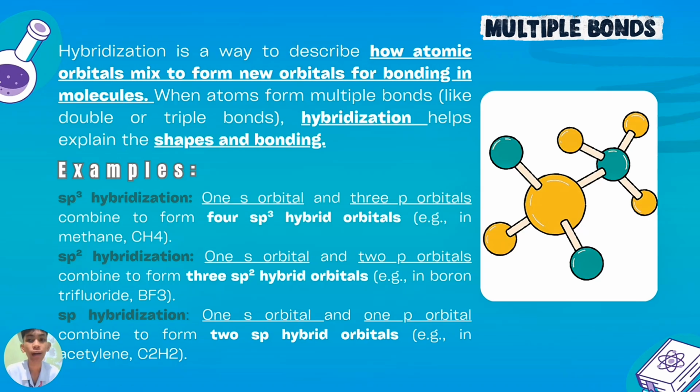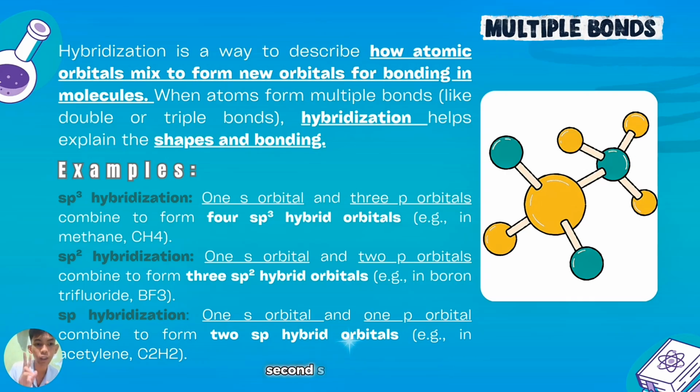hybridization. When it comes to multiple bonds like double or triple bonds, hybridization plays a key role in explaining molecular shapes and bonding characteristics. Hybridization is a way to describe how atomic orbitals mix to form new orbitals for bonding in molecules. When atoms form multiple bonds like double or triple bonds, hybridization helps explain the shapes and bonding. For example, sp3 hybridization, which involves one s orbital and 3 p orbitals combined to form 4 sp3 hybrid orbitals, like for example, methane, which has a chemical formula of CH4.